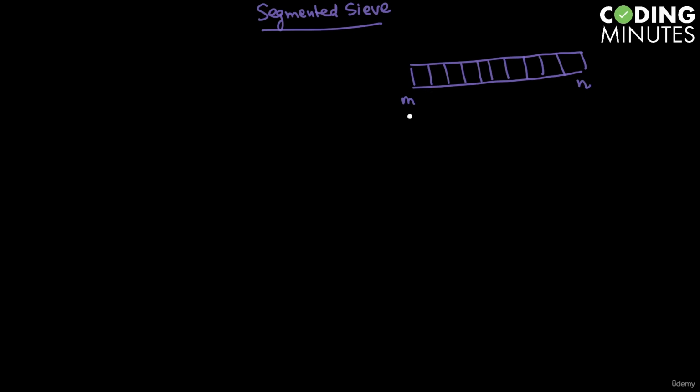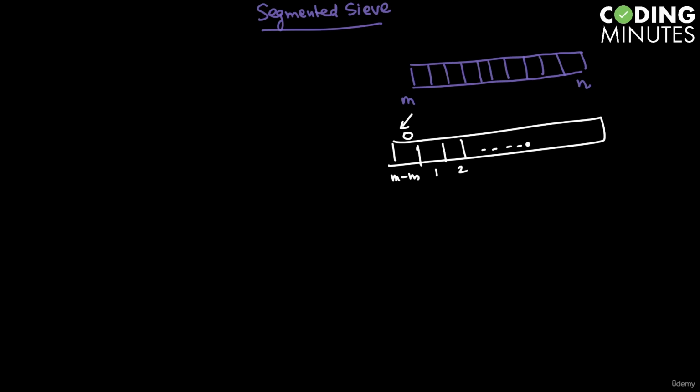So in order to represent m, we will move it by m steps behind and map it with index 0. Effectively you would be doing m minus m. The next element, m plus 1, would be at index 1, then 2, and so on. Finally the last element would be at index n minus m. So effectively you have done shifting. We will represent the numbers from the range m to n by the range 0 to n minus m.